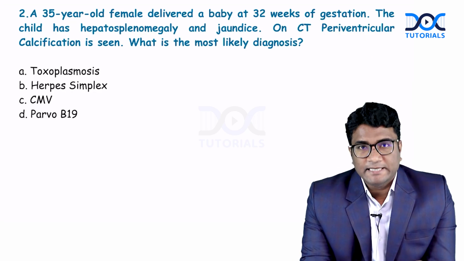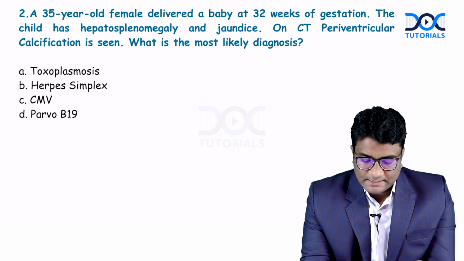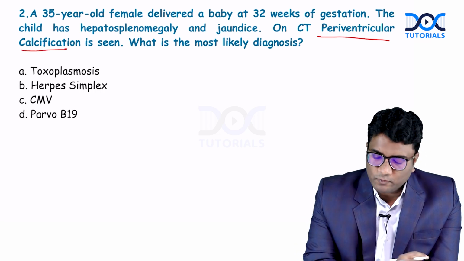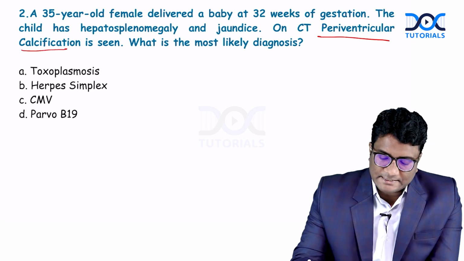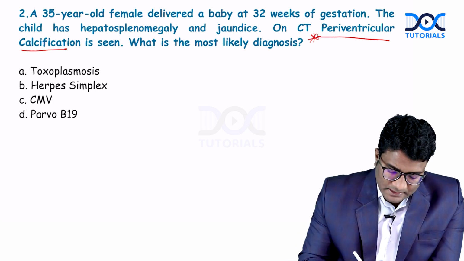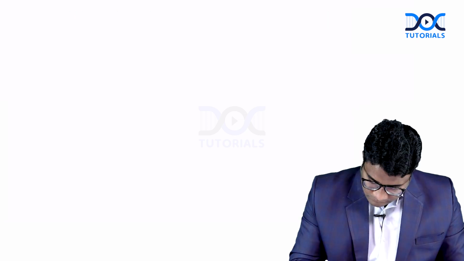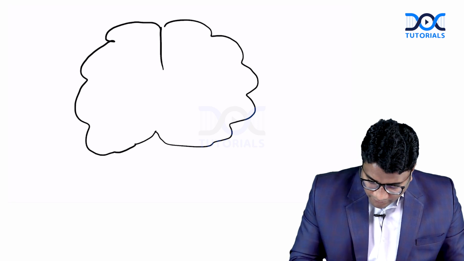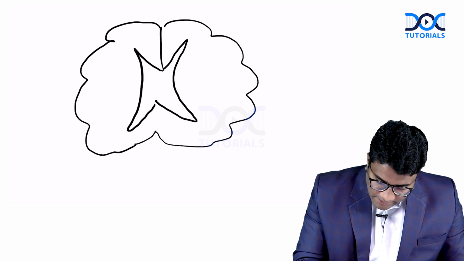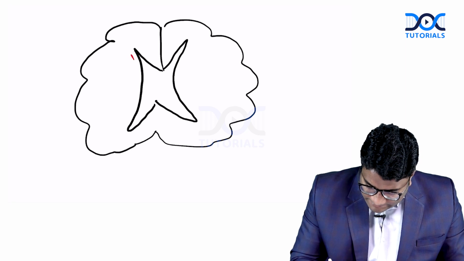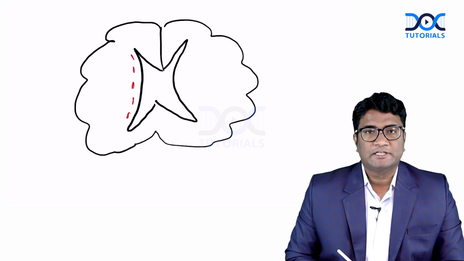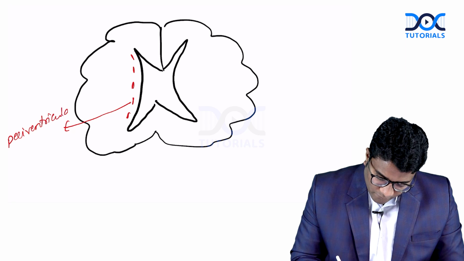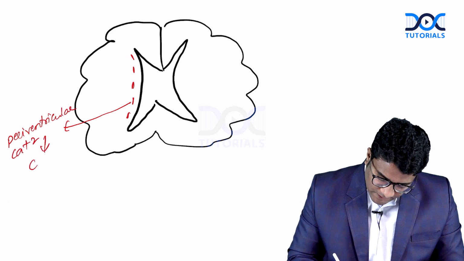A 32-year-old female delivered a baby at 22 weeks of gestation. The child has hepatosplenomegaly and jaundice. On CT, periventricular calcifications are noted. What is the most likely diagnosis? Remember, when the CT scan shows periventricular calcification, this is suggestive of cytomegalovirus. Imagine this is the brain and these are the ventricles. If you see periventricular calcifications like this, this is suggestive of cytomegalovirus infection. Periventricular calcification is CMV.